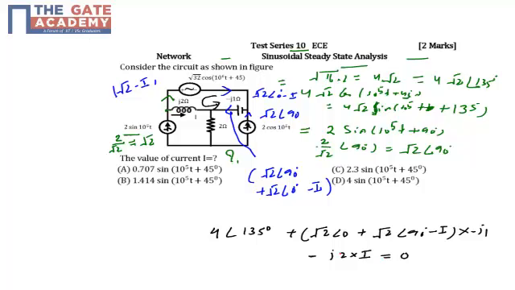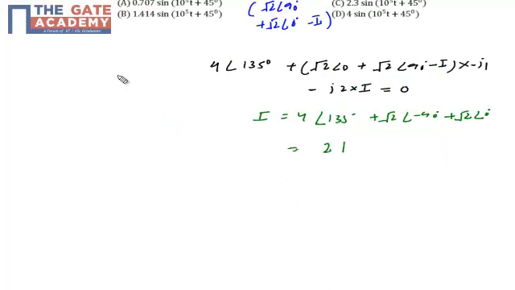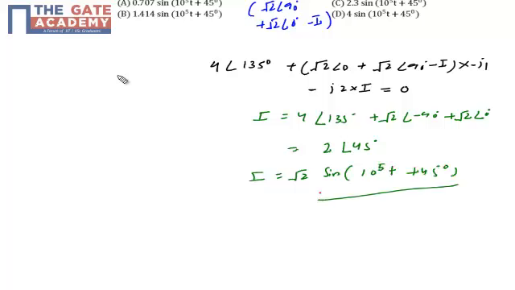So if I equate this to 0, after further simplification, my equation turns out as 4 with angle of 135 degrees plus root 2 with angle of minus 90 degrees plus root 2 with angle of 0 degrees, which is basically equal to 2 root 2 with angle 45. So basically my current I is equal to root 2 sine of 10 raised to power 5t plus 45 degrees, right? Because I'm taking the peak value of it.